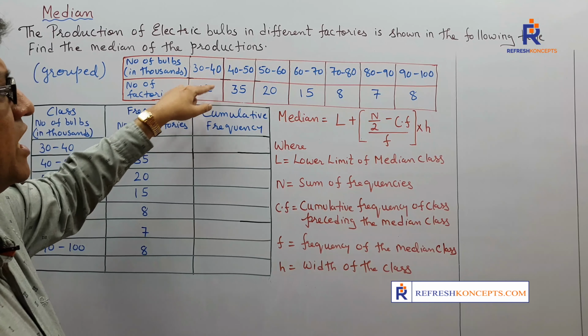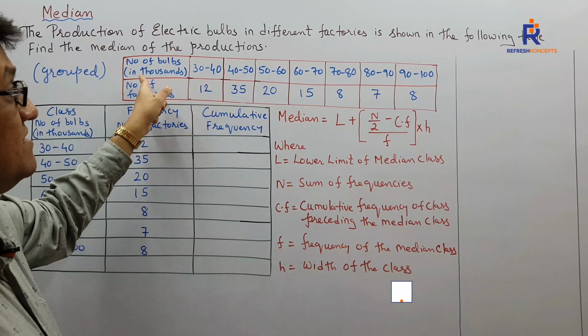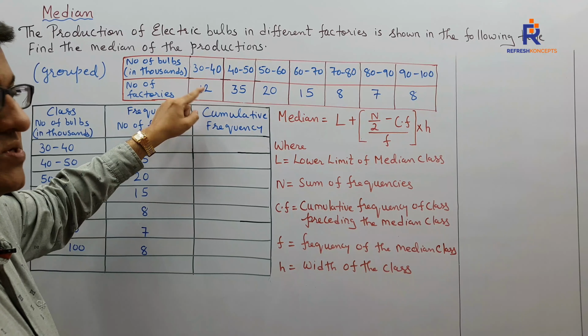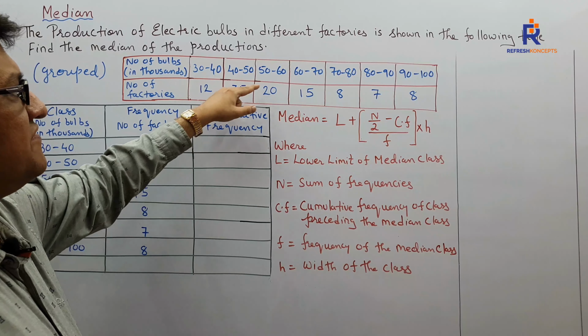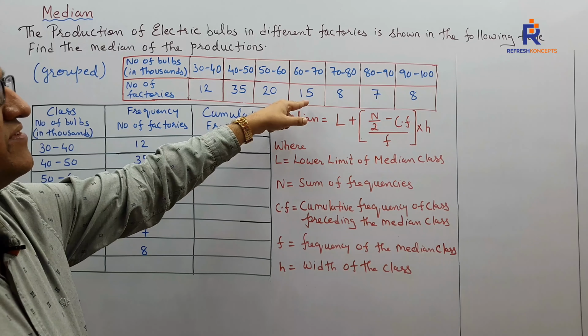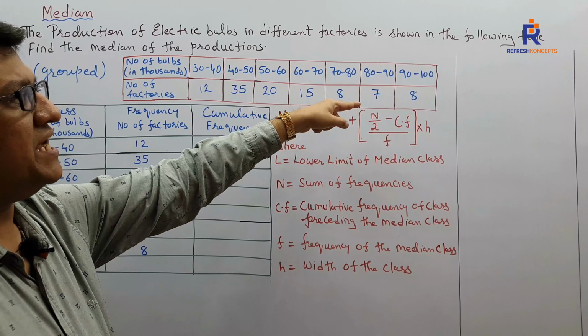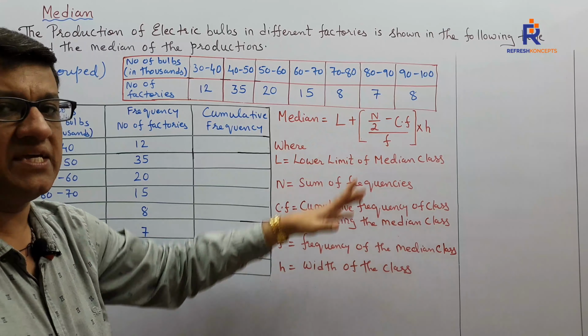So 30 to 40, how many factories are there? That is 30 to 40 in thousands. How many factories we have? 12. Thereafter 40 to 50, 35, 50 to 60, 20, 60 to 70, 15, 70 to 80, 80 to 90 and 90 to 100. Frequencies are being given.